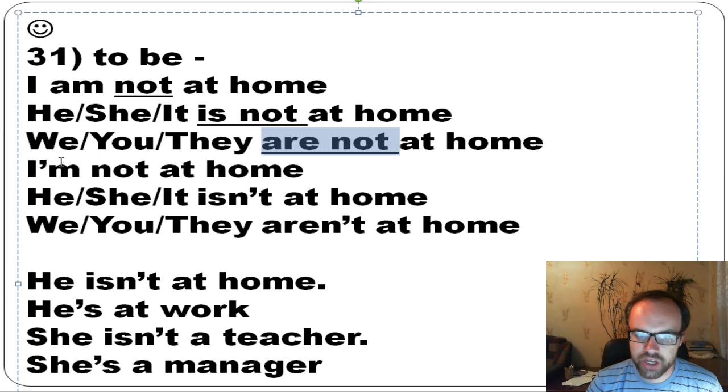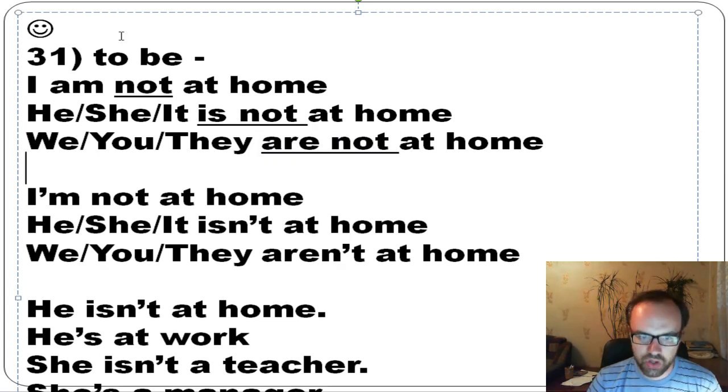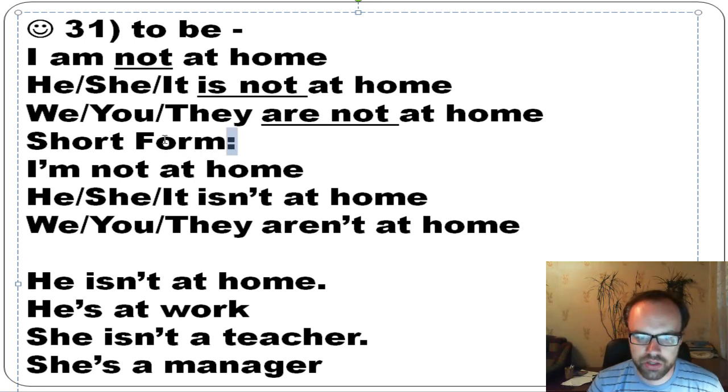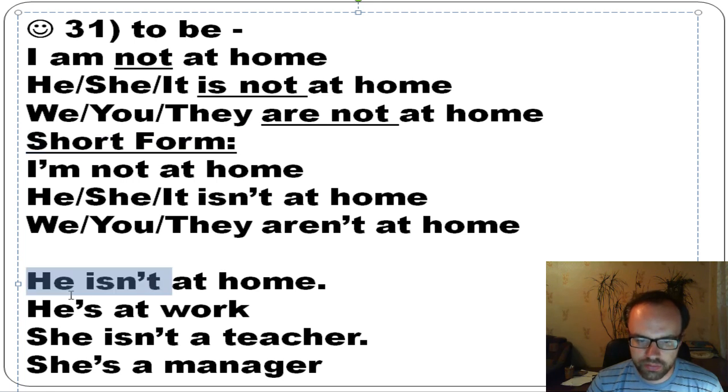Or you can use a short form. Yeah, we often use a short form in an English conversation. Okay, so you see, I'm not at home. He isn't at home. She isn't at home. It isn't at home. We aren't at home. You aren't at home. They aren't at home. Look, he isn't at home. He's at work. She isn't a teacher. She's a manager. Yeah? Isn't, because we have he.